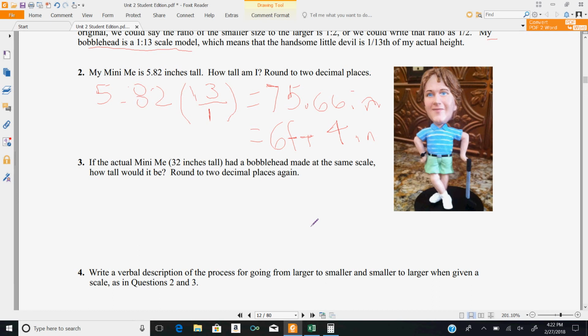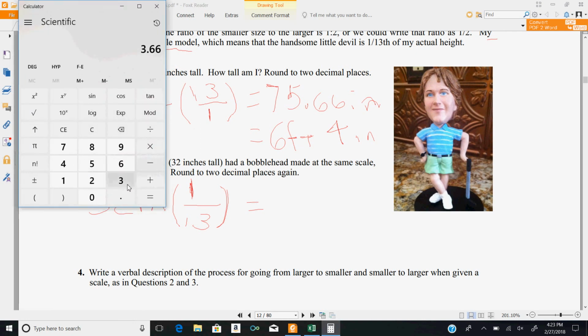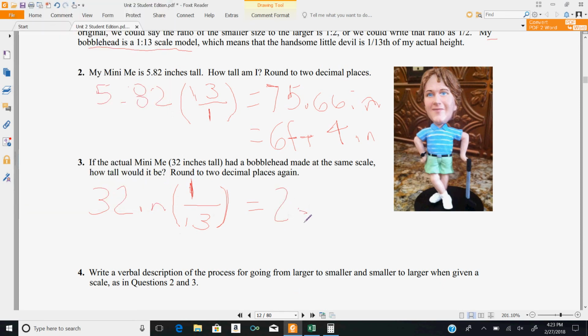And then he talks, question 3, about the actual Mini-Me. The actual Mini-Me was 32 inches tall, had a bobblehead made to the same scale. So his height is 32 inches. And we're talking about the scale of the bobblehead now. So the bobblehead is going to be smaller than the Mini-Me from the movie Austin Powers. So we're actually going to divide by the 13, or multiply by 1 over 13. And I go back to my calculator. 32 divided by 13 gives me 2.46. So Mini-Me's bobblehead doll would be 2.46 inches.